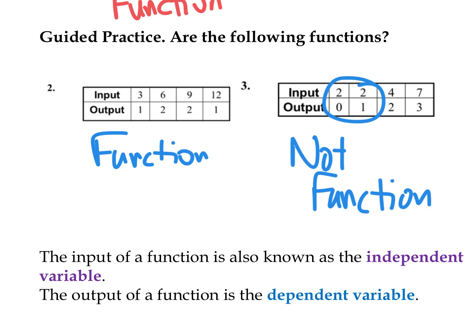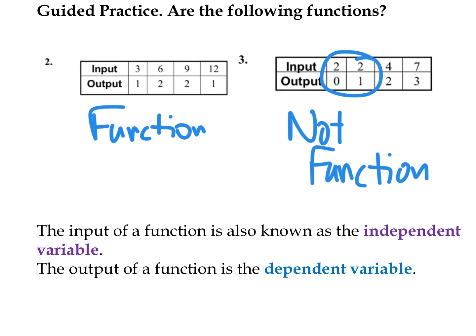So you want to look and see if every input is paired with exactly one output. That is the definition for a function. Two other terms to know here: independent and dependent variables. The inputs are also known as the independent variable, outputs as the dependent, because the outputs depend on whatever we plug in. You put an input in to calculate the output. So the output depends on something else. So the outputs are the dependent variable. The inputs are the independent variable.